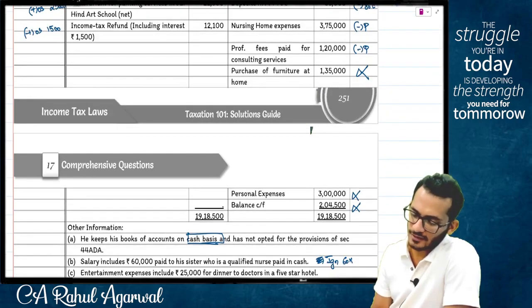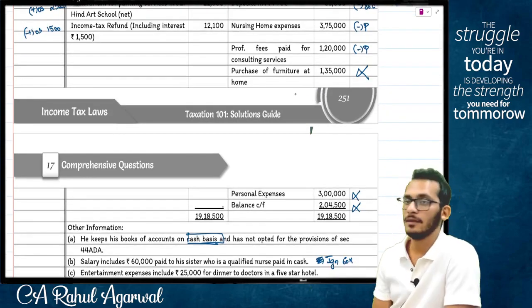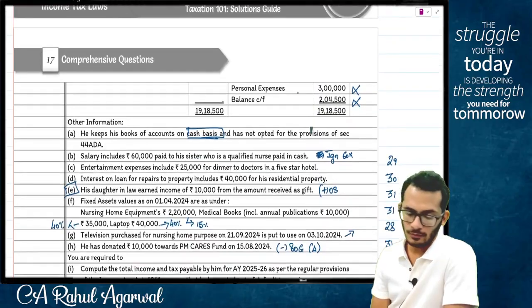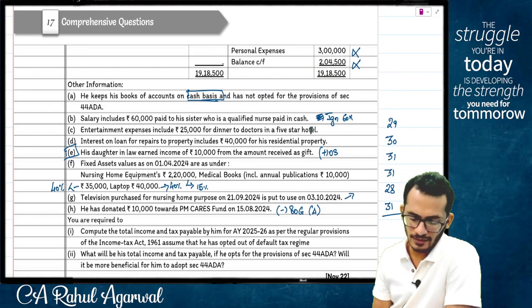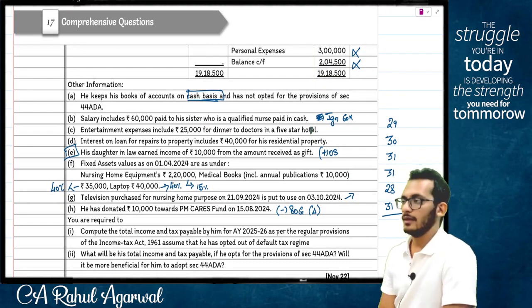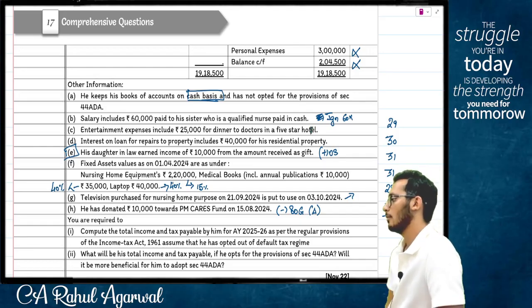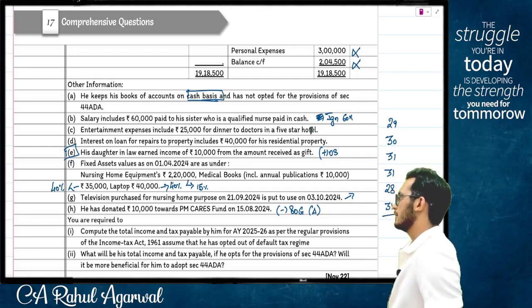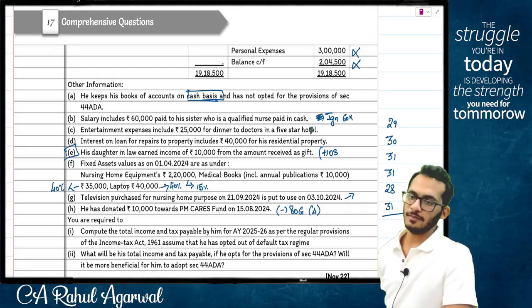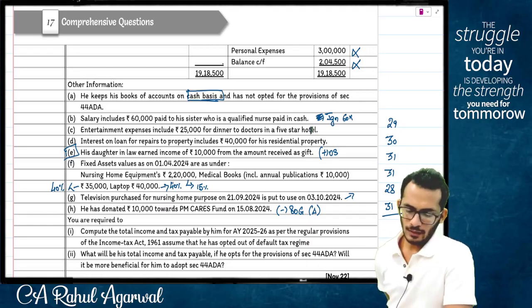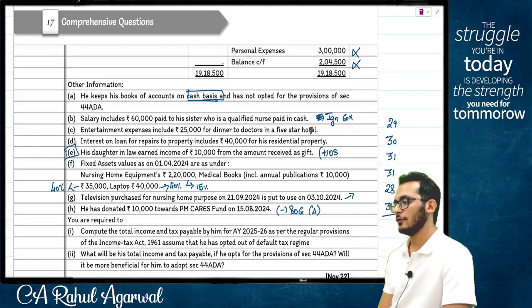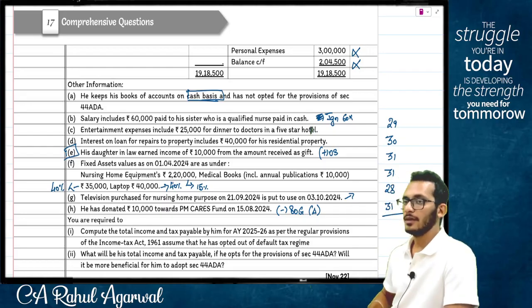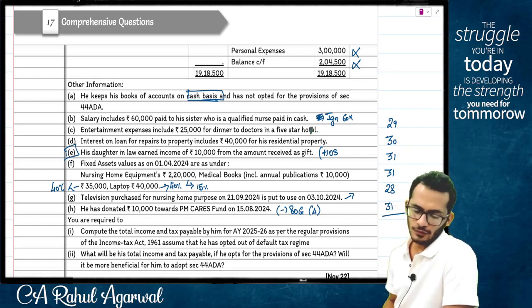Furnitures I see. No, furnitures is for home, so therefore ignored. Anything else from the table? No. Coming to the bottom, what else do I have from the additional information? I have nursing home equipments into 15%. So 2,20,000 into 15% will give me 33,000.